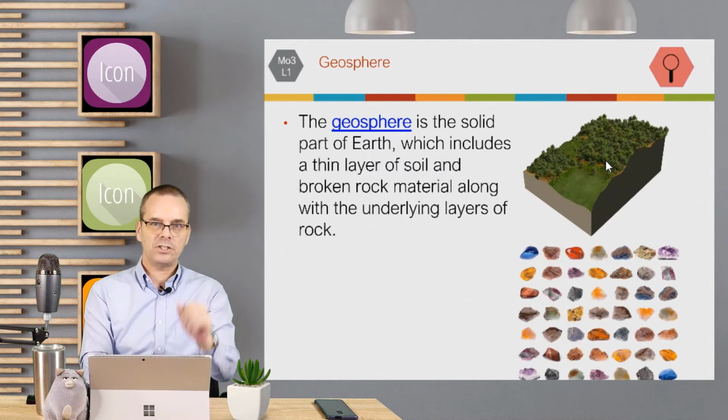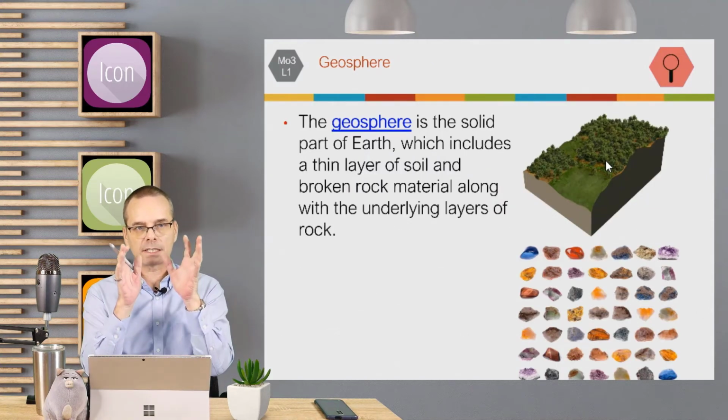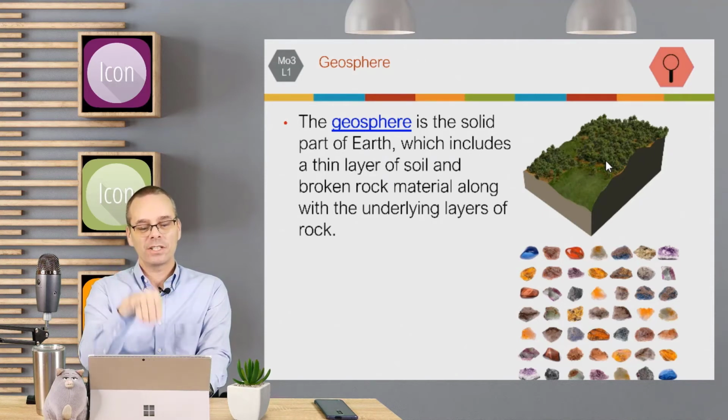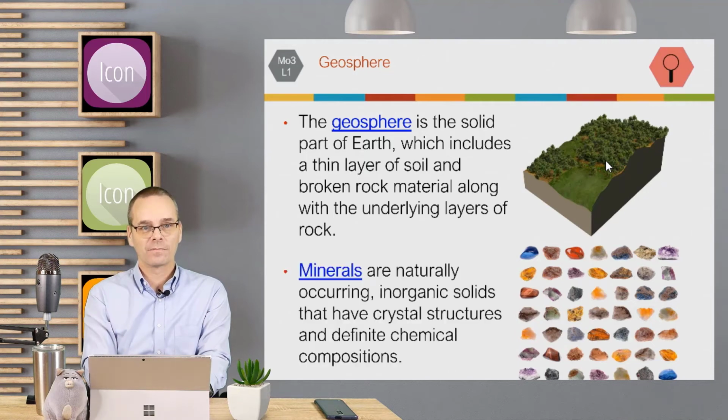Now let's move on to the geosphere. The geosphere is the solid part of the Earth, and it usually includes that thin layer of soil and broken rock material. This is where we live, but it also is all the underlying areas of rock. But usually as humans, we see and we're concerned with the soil, where we grow our stuff.